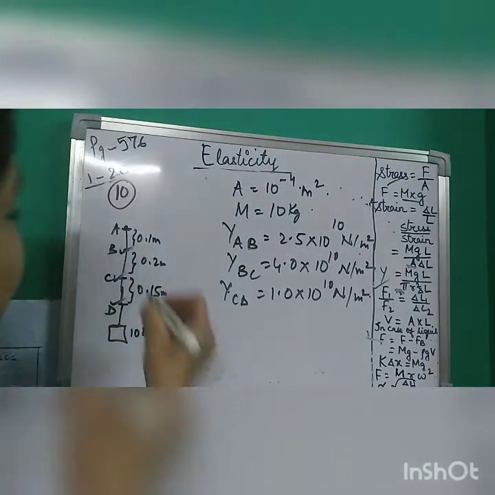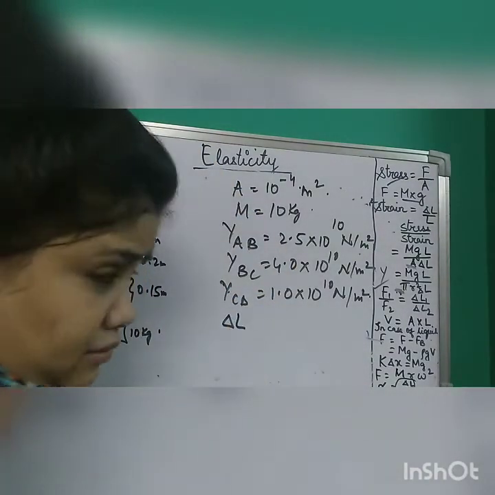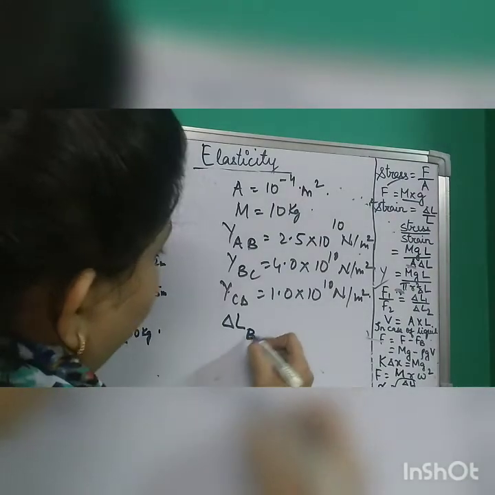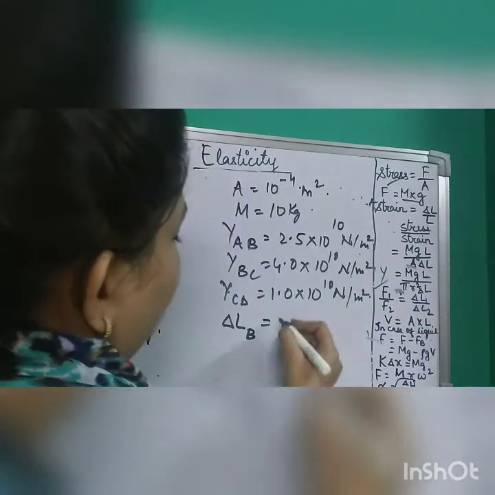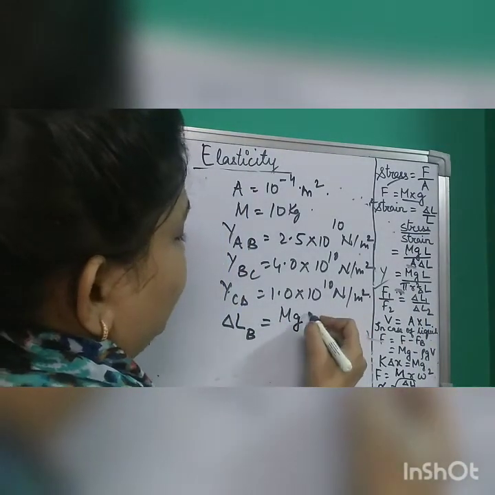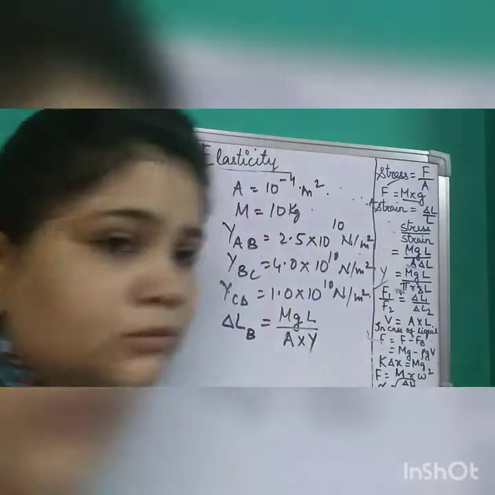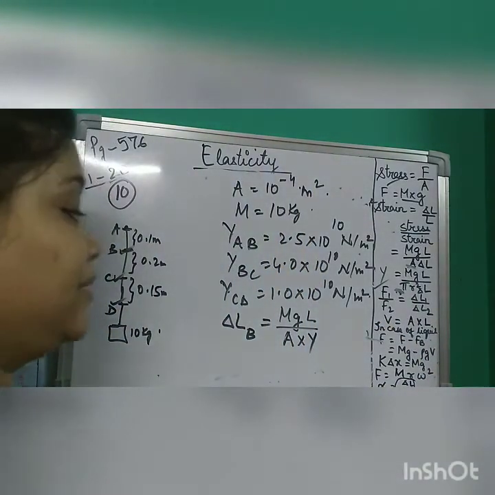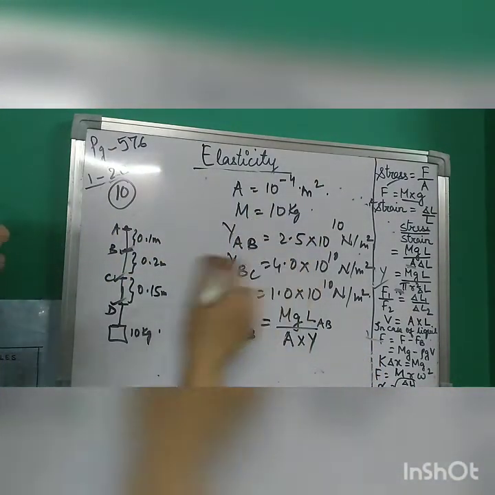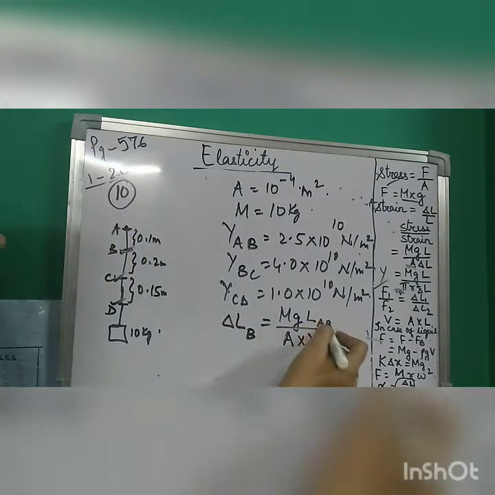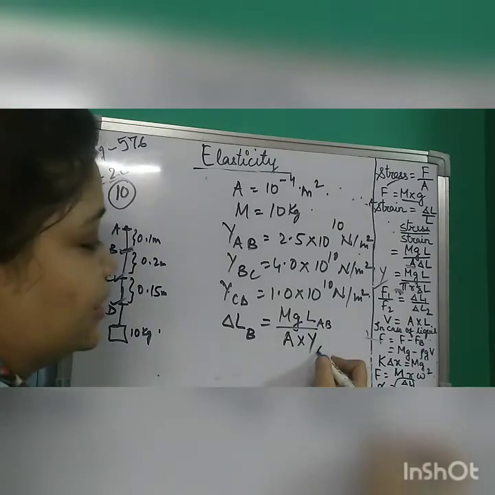So first we have to find the increase for point B, that means delta L. How will you find it out? See, Y is given to you, so let us put it in this formula: delta L equals mgL by A into Y. Here L means L of AB, which is given to you. I have not written it, so please look at the diagram for understanding. Using L of AB to find delta L of B, putting in this formula, this is Y of AB.